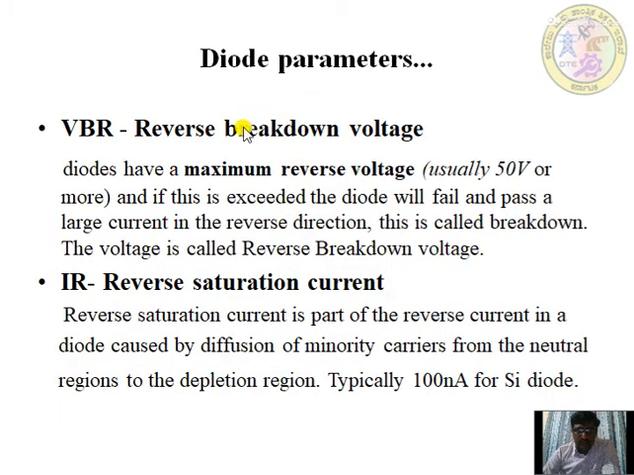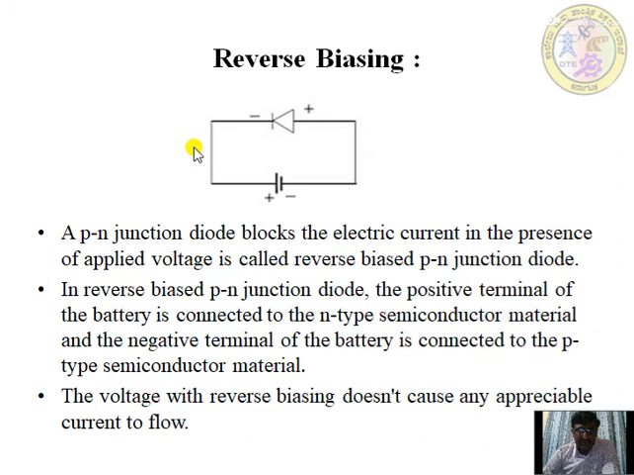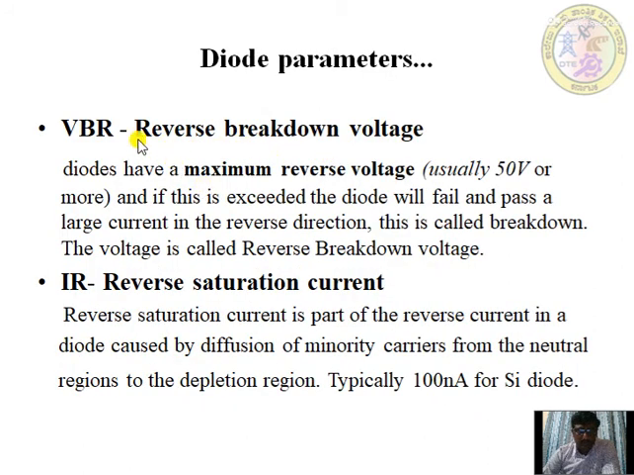Okay, so for reverse bias also we will be having the diode parameters. The first is the breakdown voltage. Normally in reverse bias there is always a breakdown voltage, represented as VBR, the maximum reverse voltage, usually 50 volts or more. Every diode has its own data sheet, and if this is exceeded, the diode will fail and pass a large current in the reverse direction. This is called the breakdown voltage or the reverse breakdown voltage.